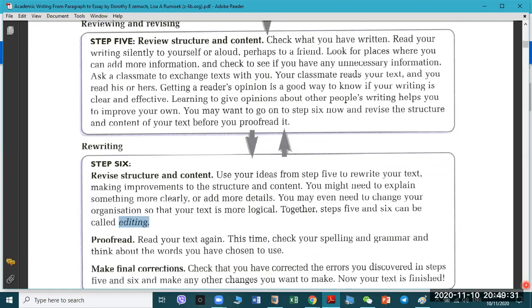Okay. Proofread. Read your text again. After you wrote it, you should read your text again. This time, check your spelling and grammar and think about the words you have chosen to use. So you should do two things. You should think of the grammar, if there's any grammatical mistake, if there's any spelling mistake. And then if you have a wrong word or a weak form of a word, if your vocabulary is not advanced or it is not what English people use, you should revise these things. So you should change.